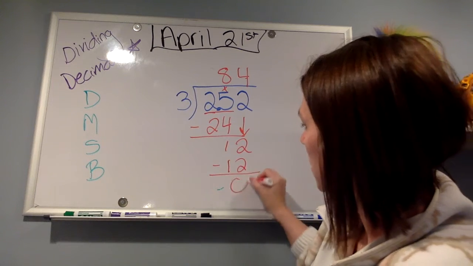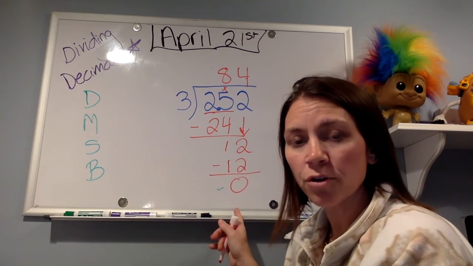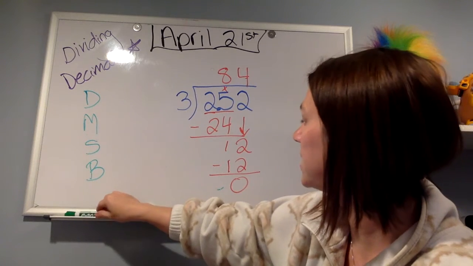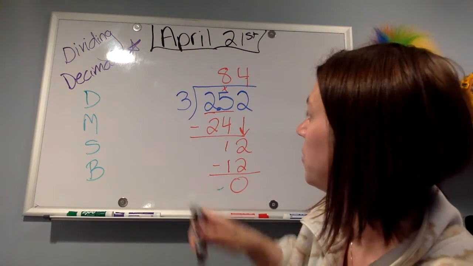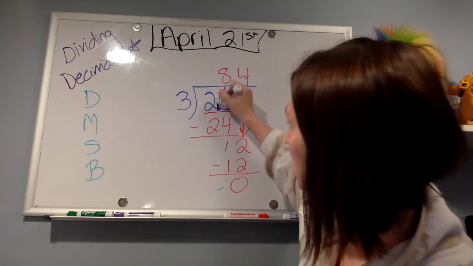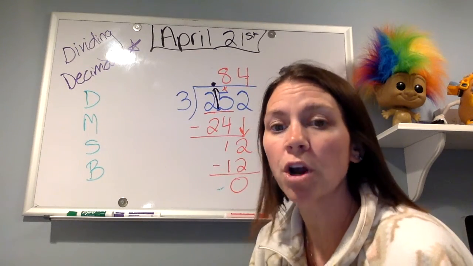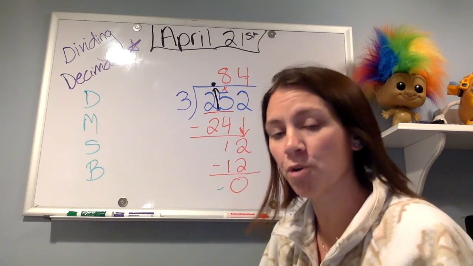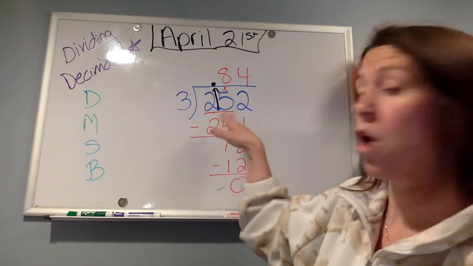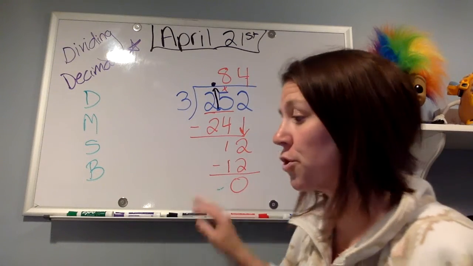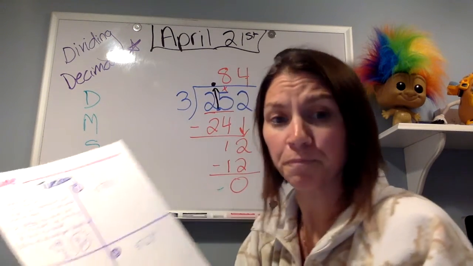We subtract. No remainder. You're not finished. You have to bring your decimal straight up, okay? So my decimal goes straight up, and my answer is 84 hundredths, okay? Decimal 84. Again, if you aren't careful, you might put the decimal in the wrong spot. So it's super important that you line everything up, okay?